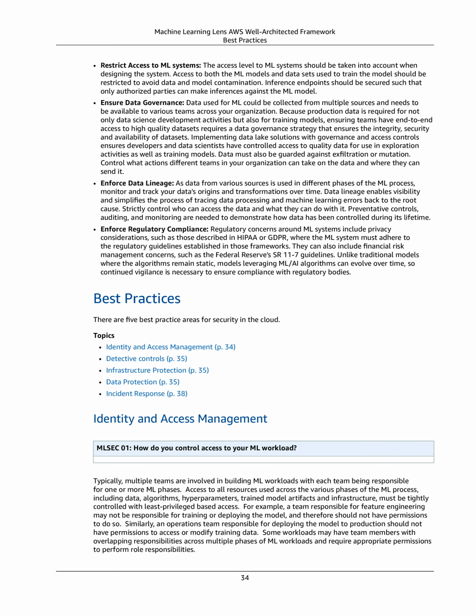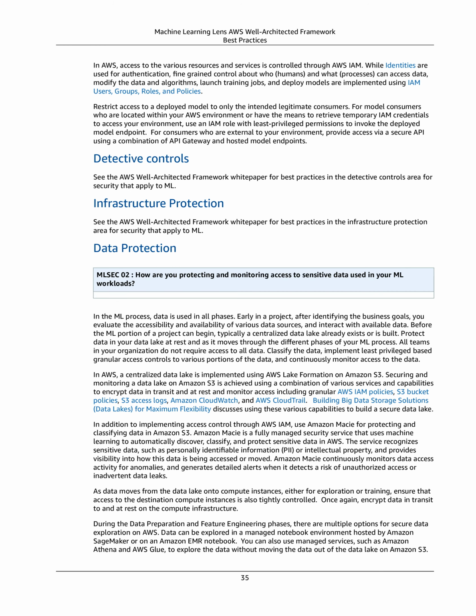Similarly, an operations team responsible for deploying the model to production should not have permissions to access or modify training data. Some workloads may have team members with overlapping responsibilities across multiple phases of ML workloads and require appropriate permissions to perform role responsibilities. In AWS, access to the various resources and services is controlled through AWS IAM.